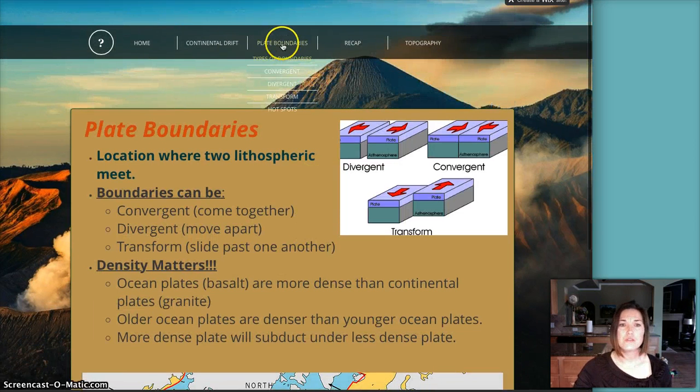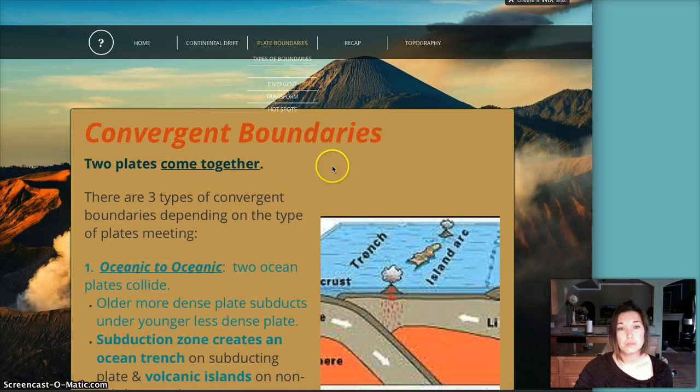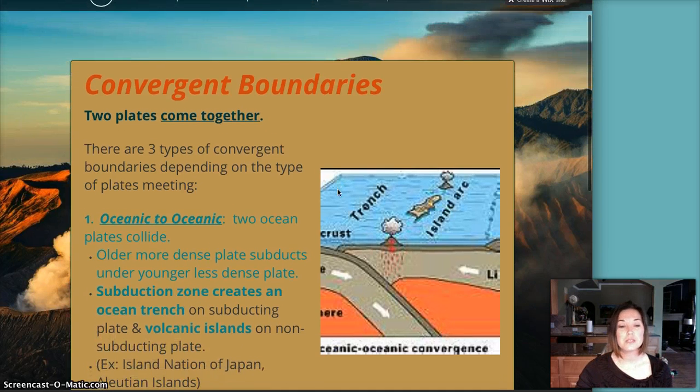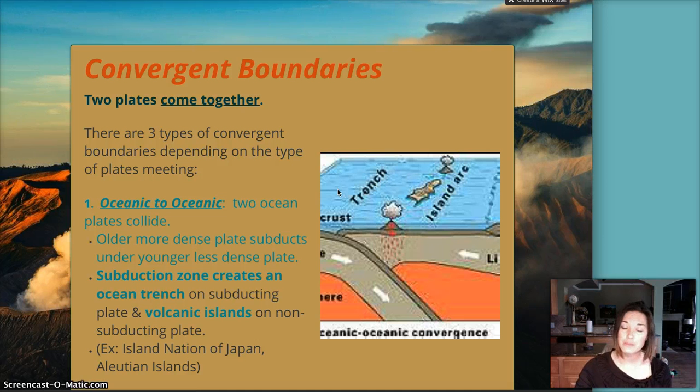So let's start first with convergent boundaries, which is where two lithospheric plates come together. And there's three different types of convergent boundaries depending upon the type of plates that are coming together. So the first type is going to be when two oceanic plates come together. Now remember that an older oceanic plate is more dense. So when an older oceanic plate converges with a younger oceanic plate, the more dense oceanic plate will be forced downward. And we call this downward movement of one plate subduction.